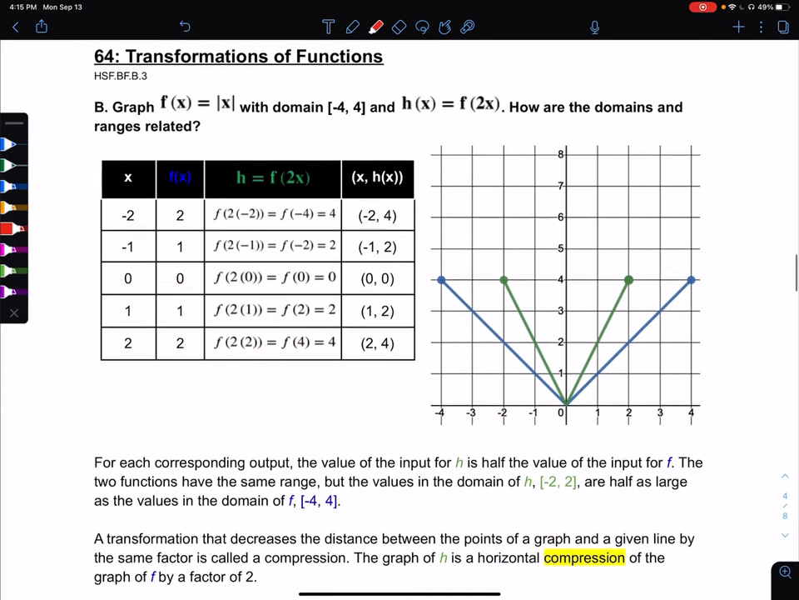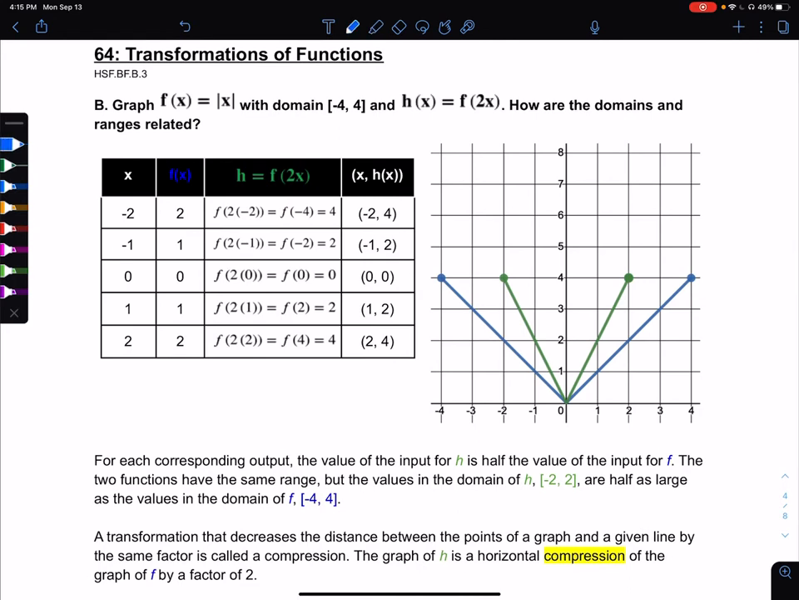In part B, we have this same kind of concept or same idea that we're trying to apply, but this time something slightly different is going to happen.